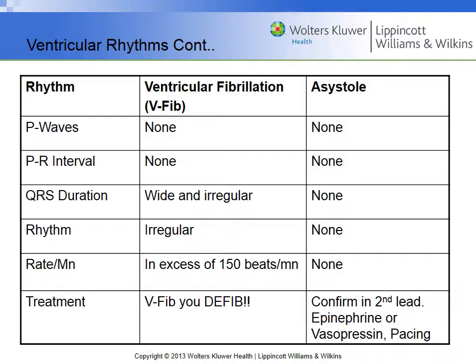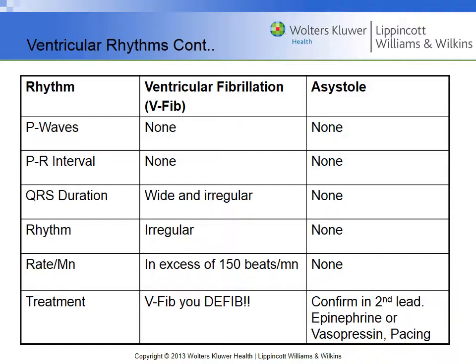More ventricular rhythms. Ventricular fibrillation. P waves, you have none. PR interval, you have none. QRS duration is wide and irregular. The rhythm is irregular. The rate is often in excess of 150 beats per minute.